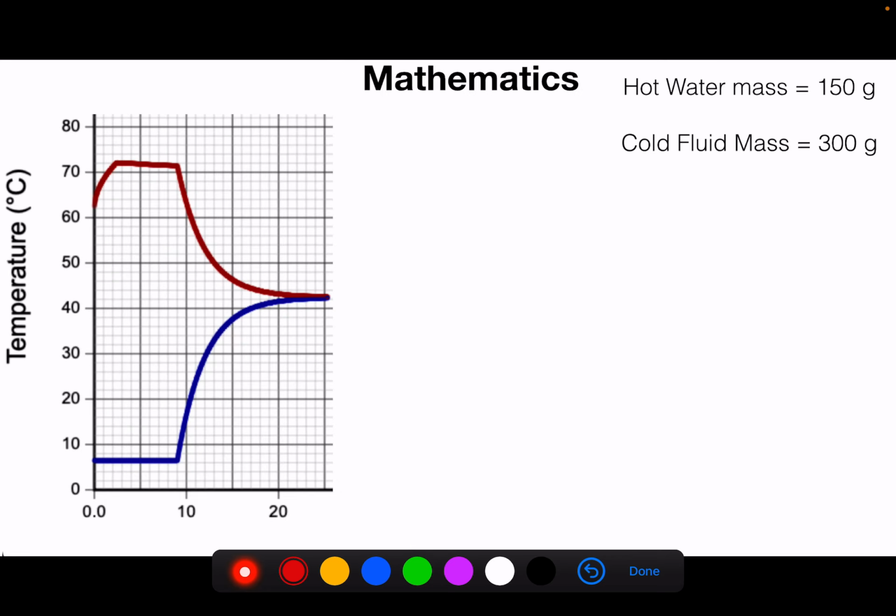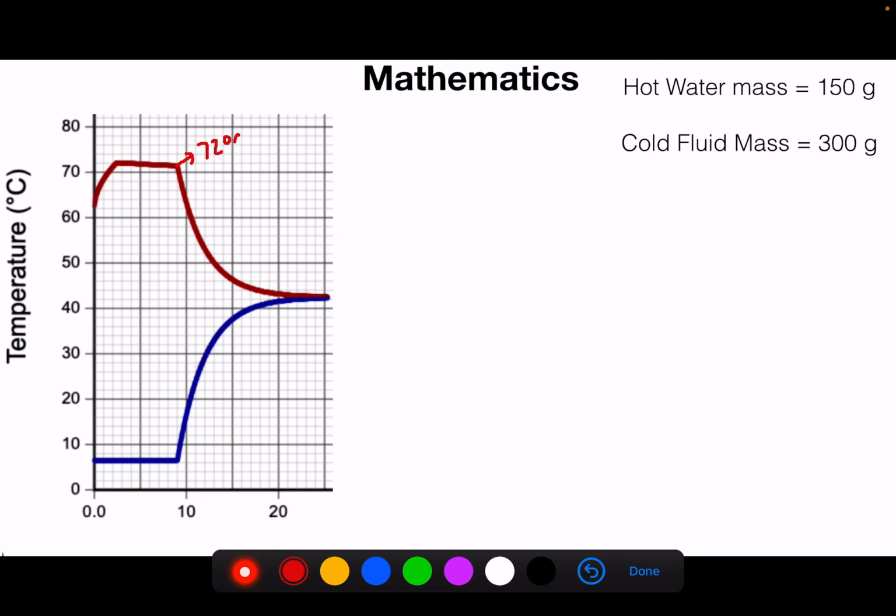Okay, so let's work through the mathematics of this. Our hot water has a mass of 150 grams. That's about 150 milliliters. And the cold fluid, and we don't know what that fluid is, has a mass of 300 grams. Okay, so what we're going to do is get the temperatures right before we mix.